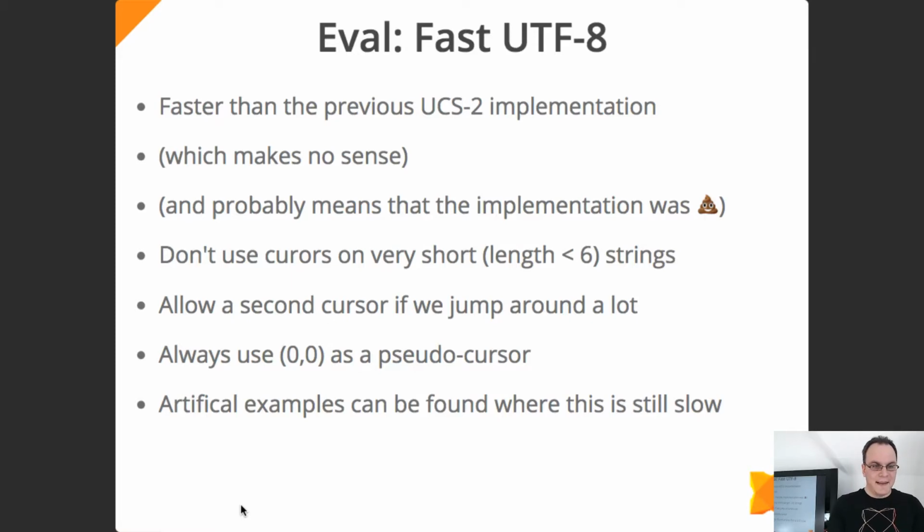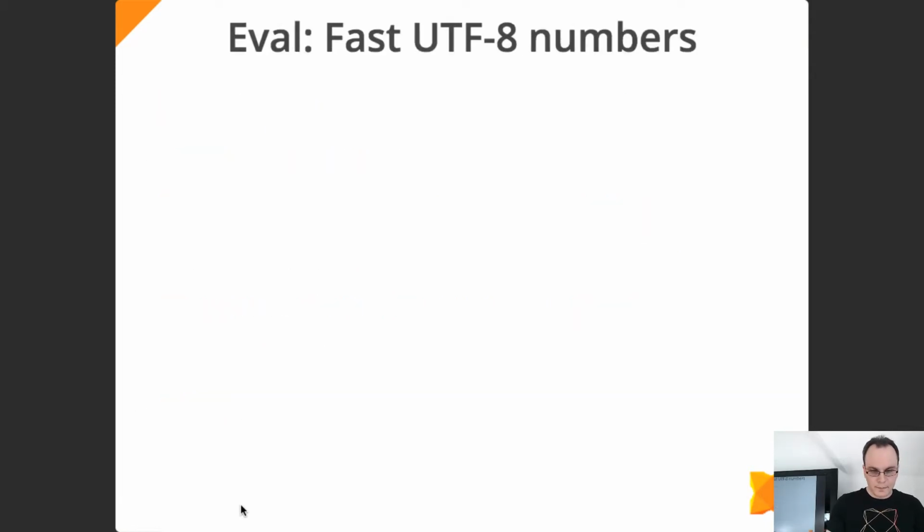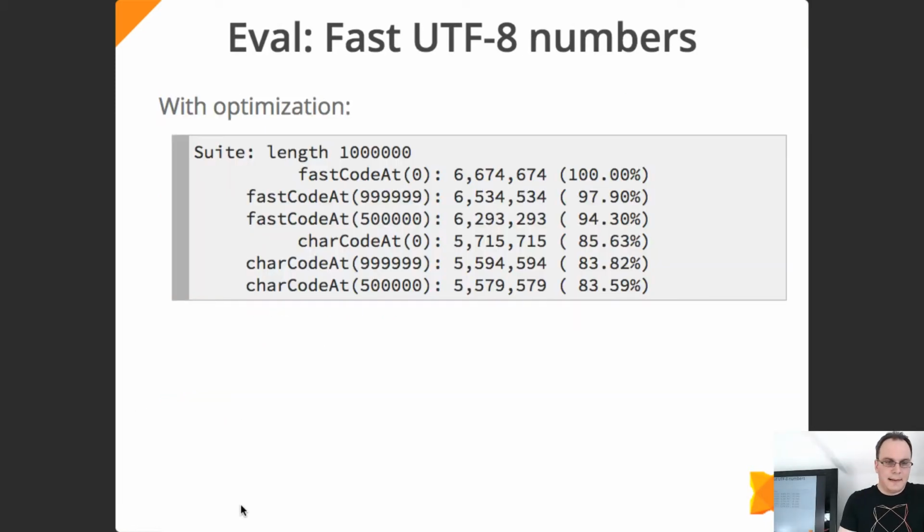Okay, and that's... Well, let's see some numbers actually. So this is where the optimization that I implemented. We have a string of length 1 million, and you can see in the fast code at offset 0, it's always going to be the fastest because we don't have to do anything. We can just get the first character and be done.